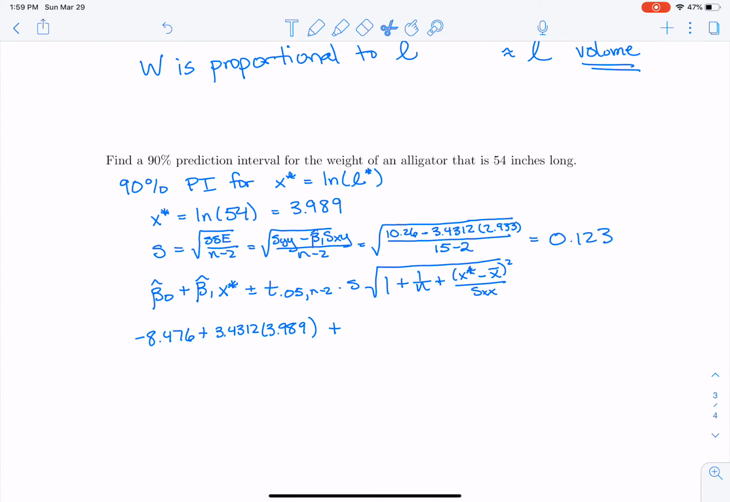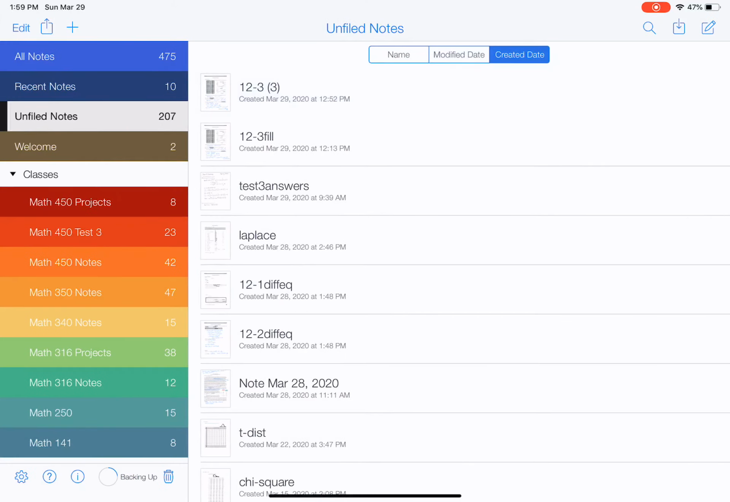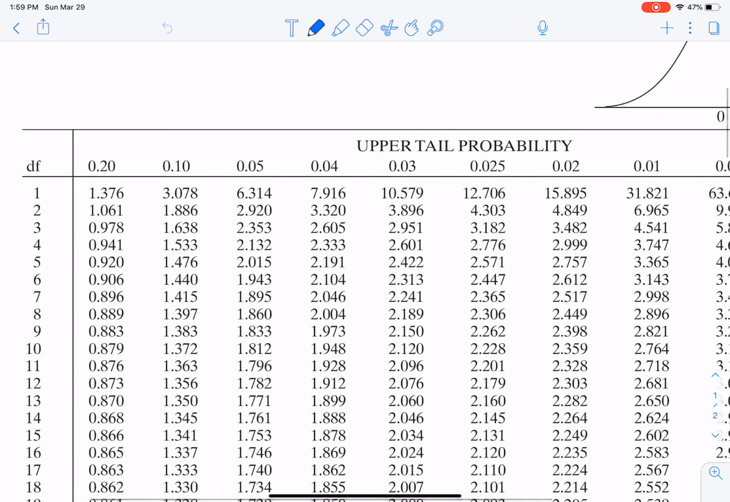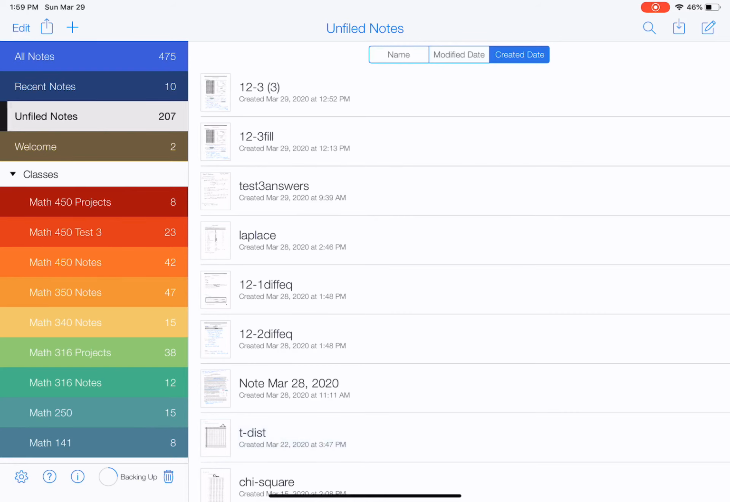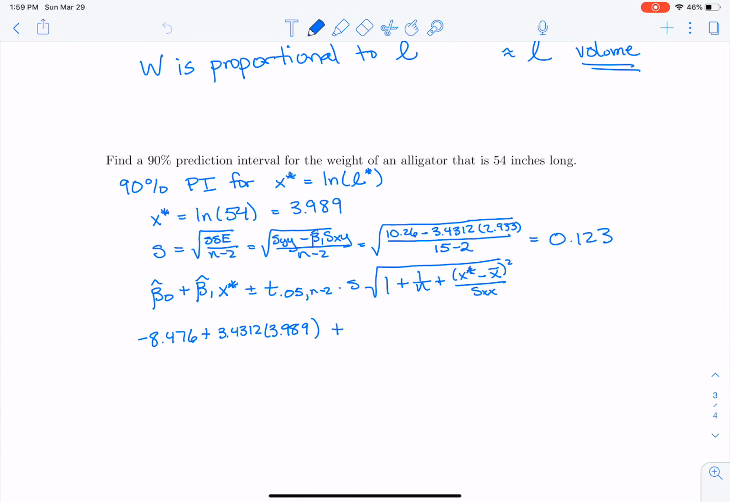So I'm going to have to look at my t distribution chart for degrees of freedom of 15 minus 2, which is 13. Okay, I'm looking at the 0.05 column here. Okay, degrees of freedom of 13 gives me 1.771. So now I'm going to go back here so that I'm going to get 1.771 times 0.123. That's what S is.